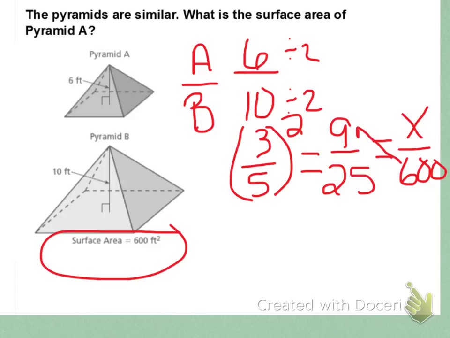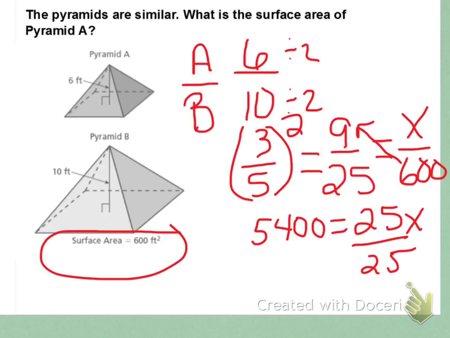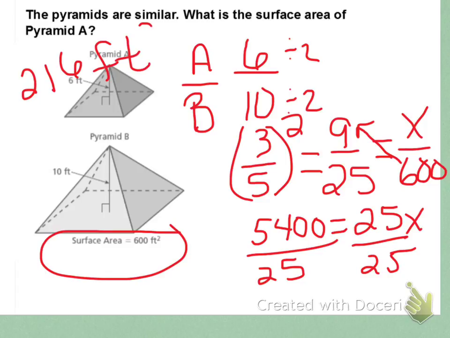And now we have a proportion, and we can just cross multiply and divide. So 9 times 600 is 5,400 equals 25x. And then divide by 25. So x equals 216 feet squared. So pyramid A's surface area is 216 feet squared.